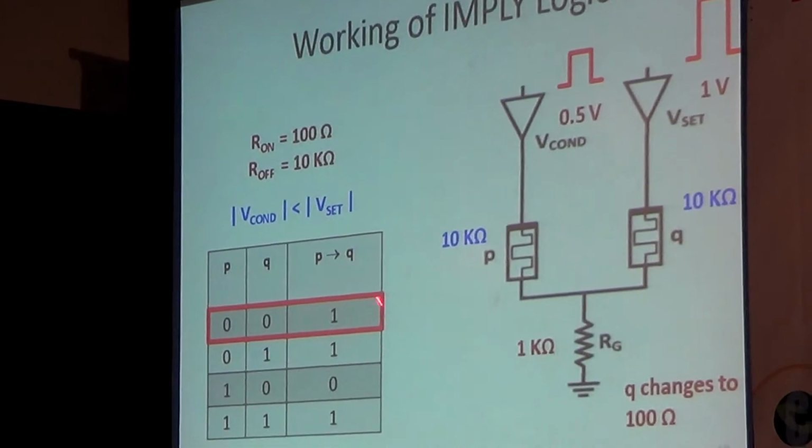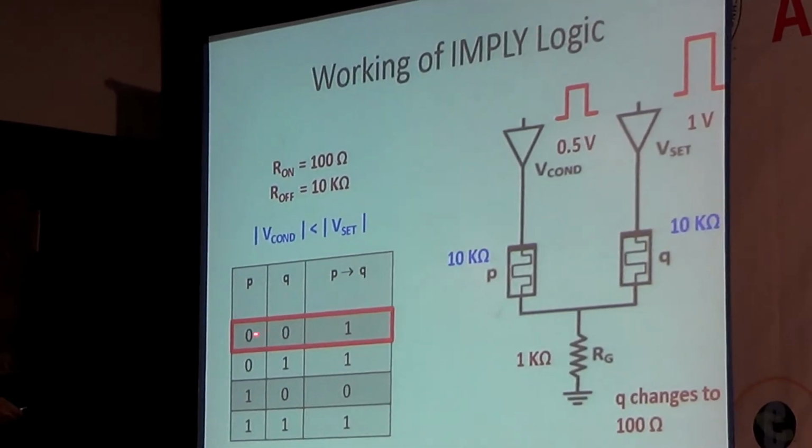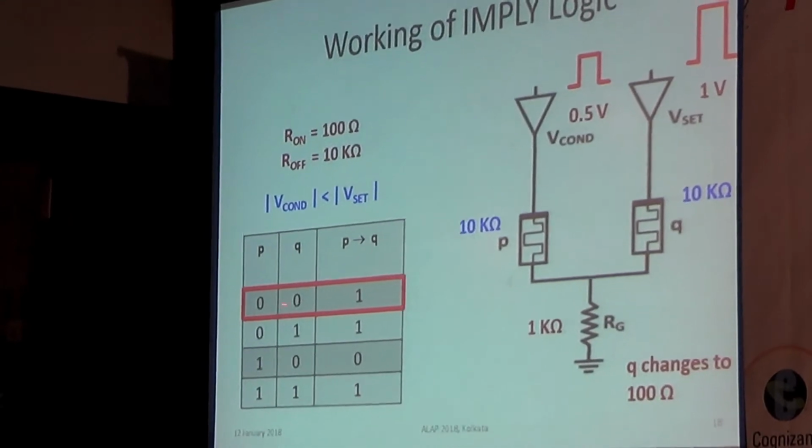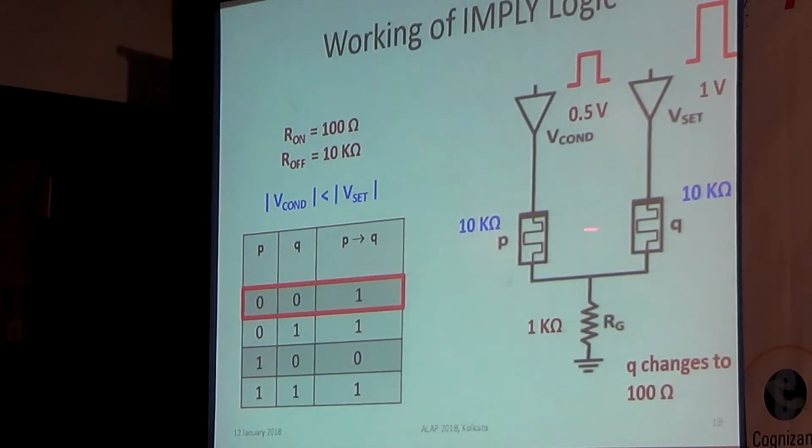This is the truth table of the imply. Let us verify the first row. I am applying 0, 0, which means both are off. Let's take an example that off means 10 kilo ohm, on means 100 ohm. By applying a suitable voltage across the memristor, suppose I have a mechanism to do that, which I am not showing here, I have made both of them 10 kilo ohm. Then I apply V con and V set. V set is some high voltage which can switch it to the on state, and V con is some lower intermediate voltage.